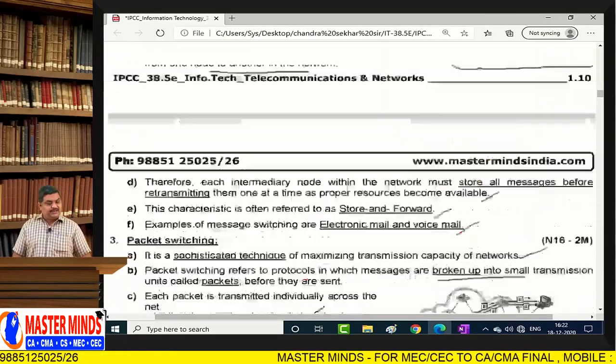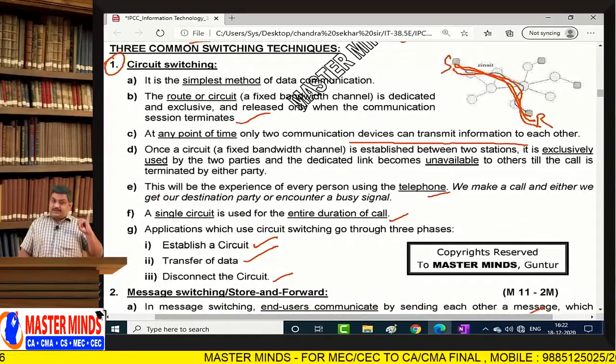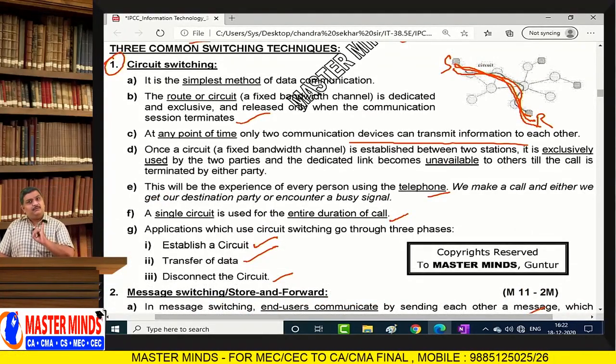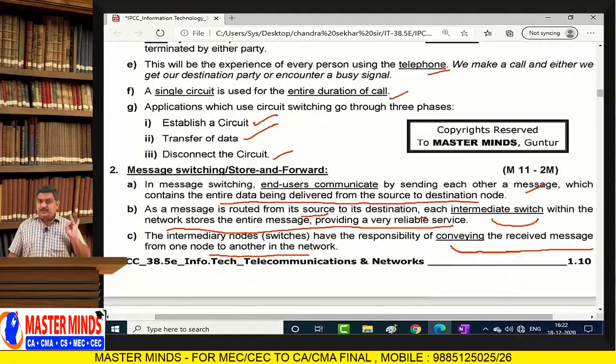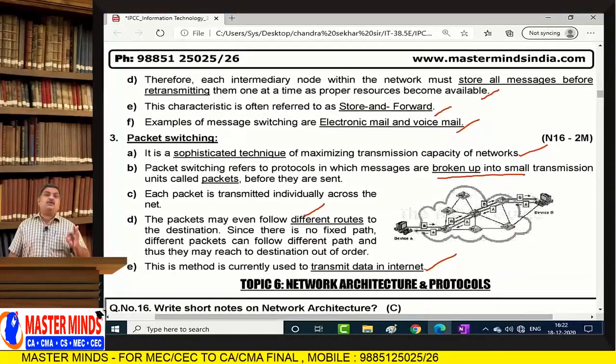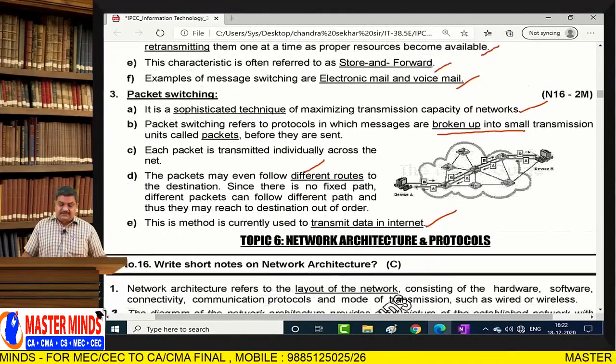So that is about switching techniques. How many switching techniques? 3 switching techniques. Circuit switching, remember, phone connections. Message switching, how you send your email or SMS. Packet switching, how the data is transmitted in the internet. So these are the 3 switching techniques.